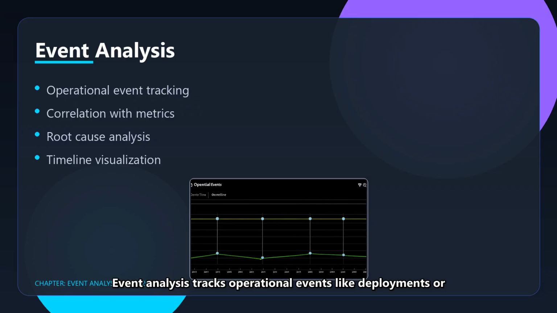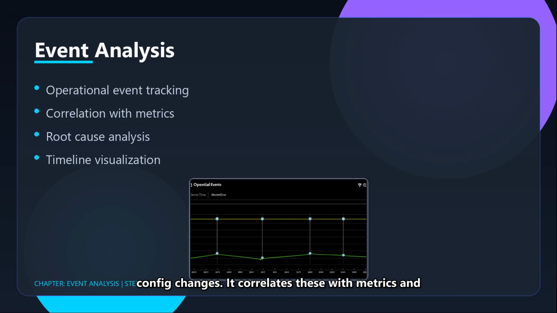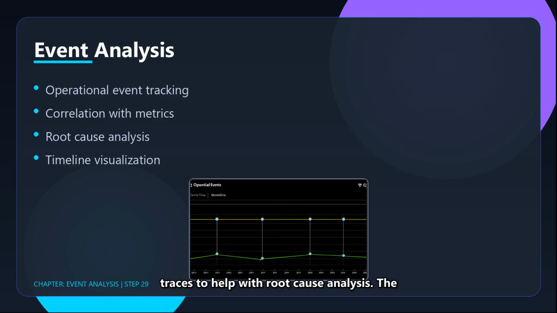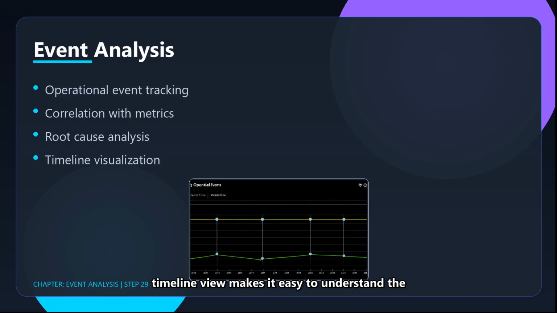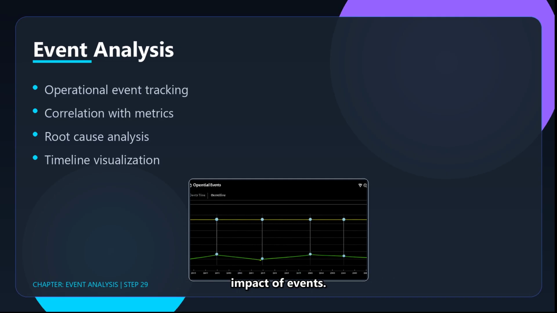Event analysis tracks operational events like deployments or config changes. It correlates these with metrics and traces to help with root cause analysis. The timeline view makes it easy to understand the impact of events.